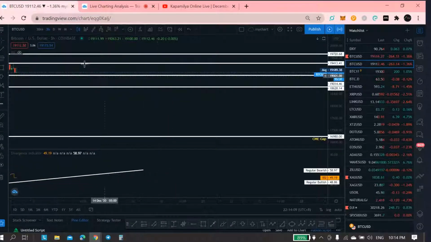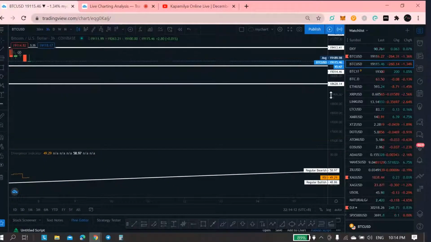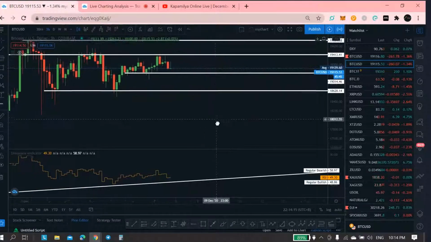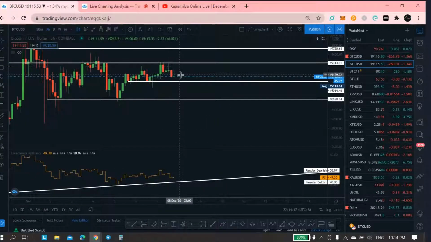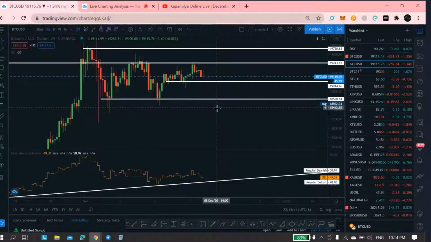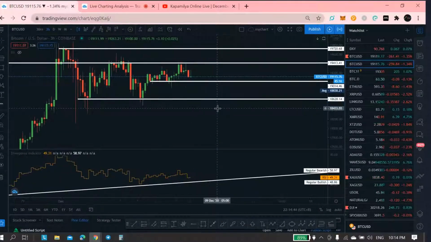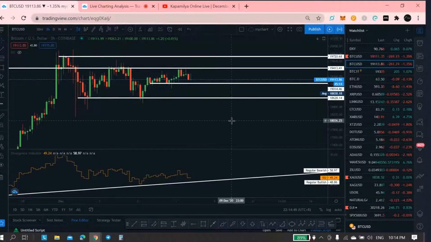However, the price here is trending lower, and that could be a doji. What kind of doji is that? Currently 19,100. So let's see how it goes for BTC.